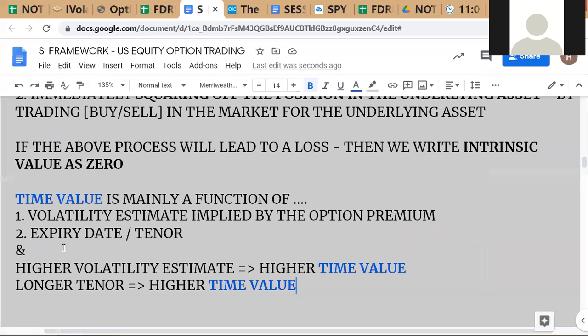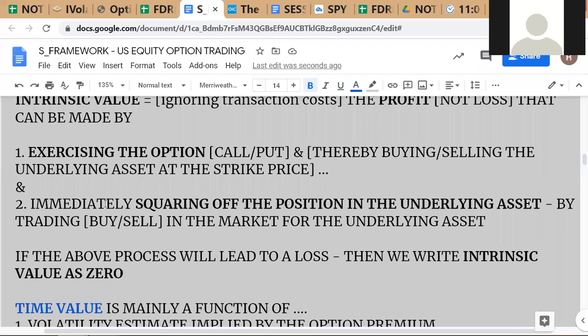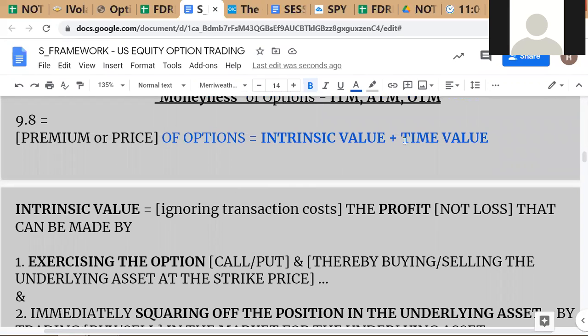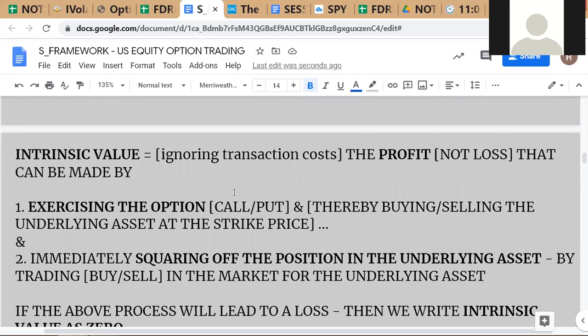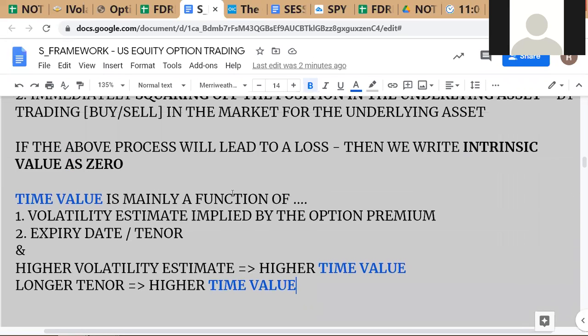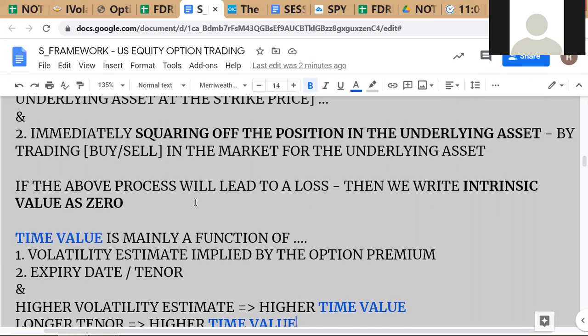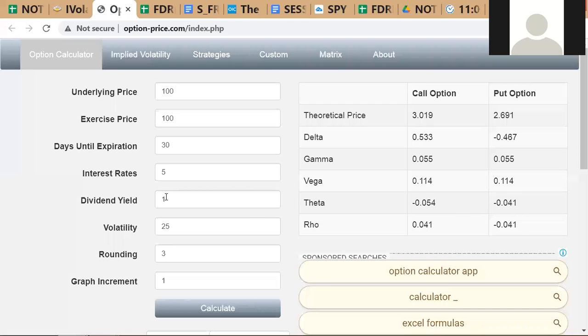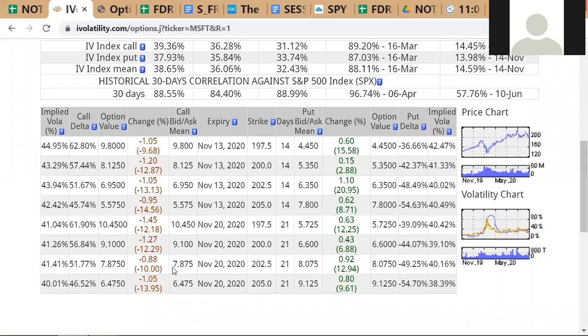Okay. So essentially what we are saying is premium is equal to IV plus TV. Therefore, TV is equal to premium minus IV. And the other thing is in cases where IV is equal to 0, premium is completely equal to TV, like in this case.